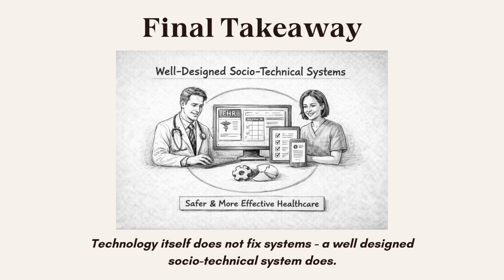So overall, the key takeaway is simple. Technology itself does not fix the problem. Lasting improvement comes from well-designed socio-technical systems where people, workflows, and technologies are aligned. When we understand and apply this model, we're better equipped to design systems that work in practice, not just in theory.